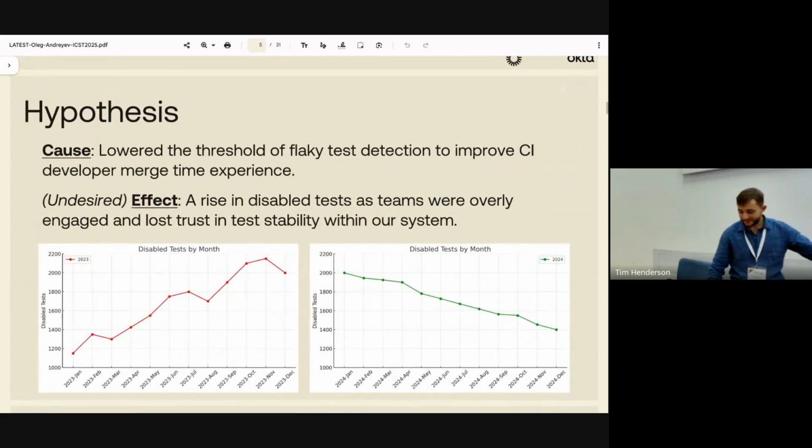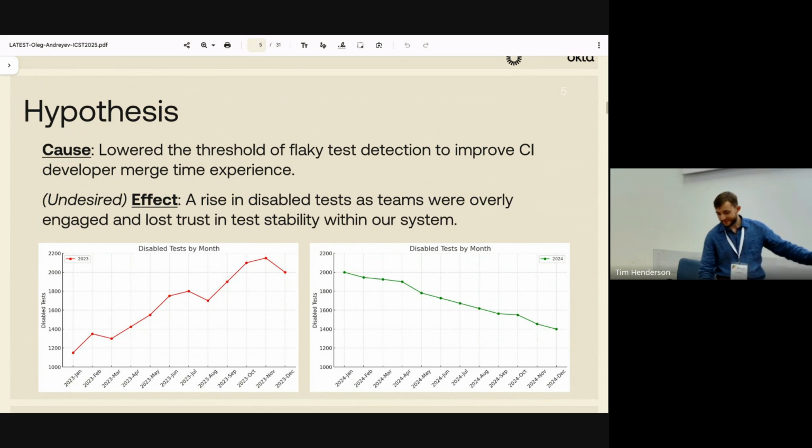What time is it? You have about 15 minutes. Cool. All right. Next slide.